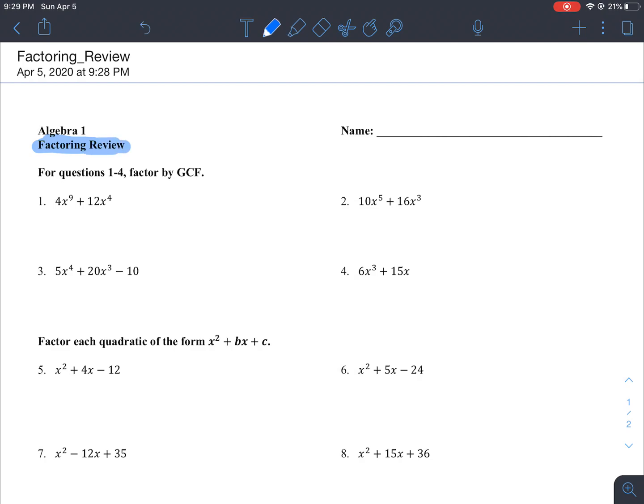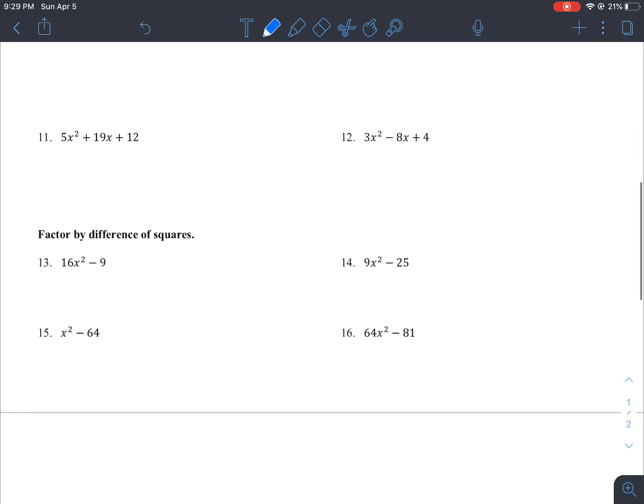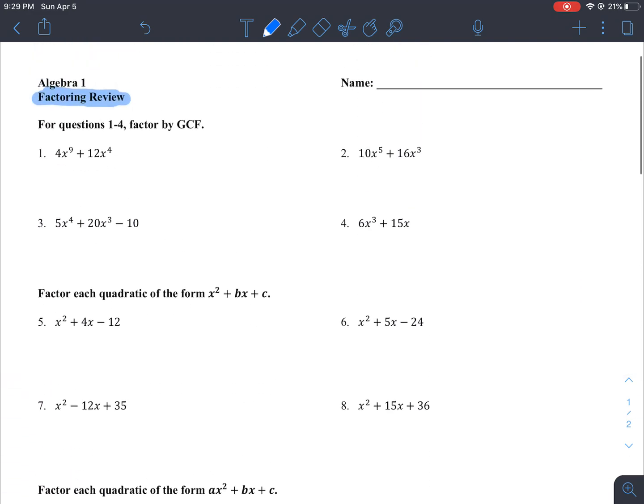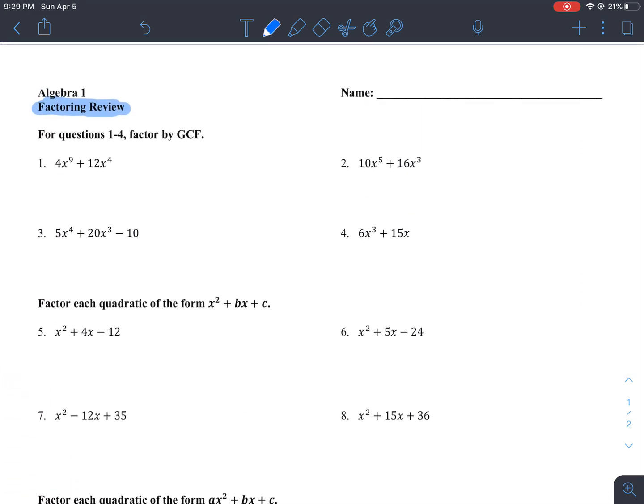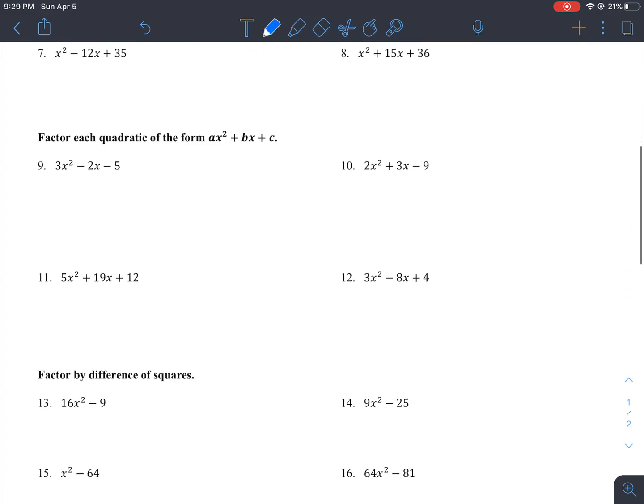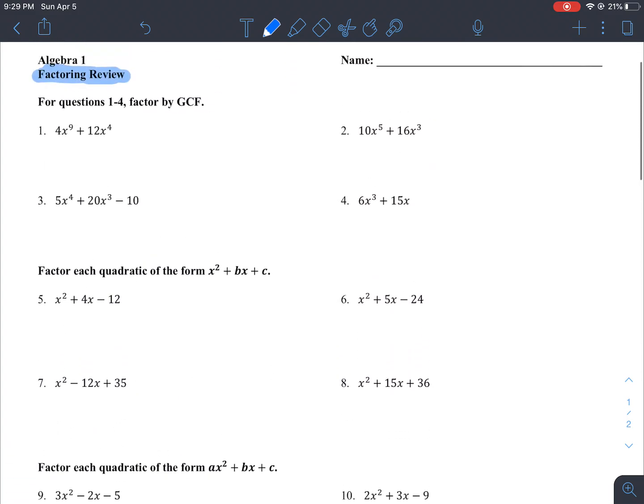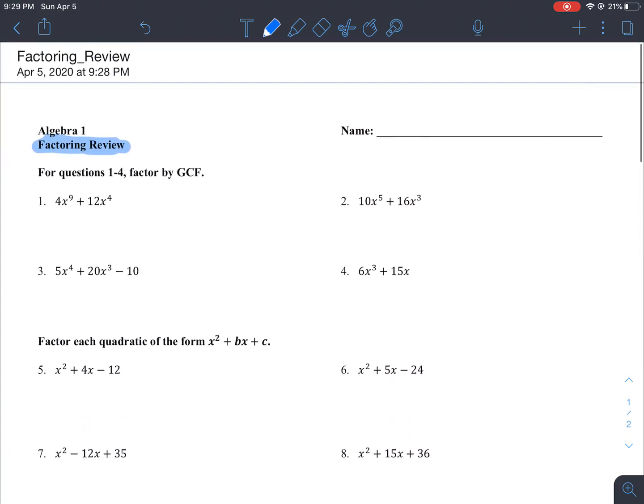You'll see that there are a grand total of 16 problems here, and there are 4 questions within each type of factoring that we learned. Long story short, I'll do one of each example. You will be responsible for doing the remaining 3 in each type of example. When you're all done, you will submit it and be done with Algebra 1 for the day. Okay, so that's the plan.